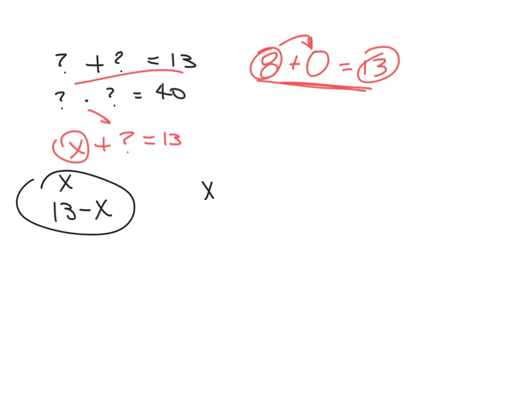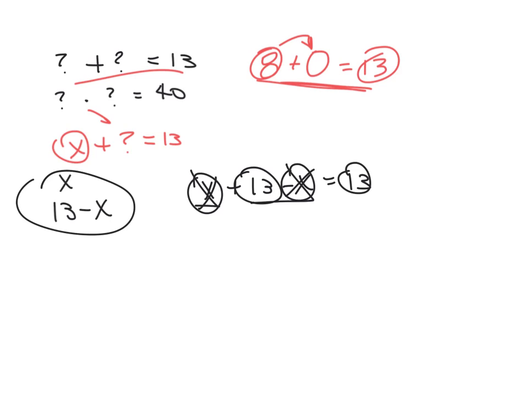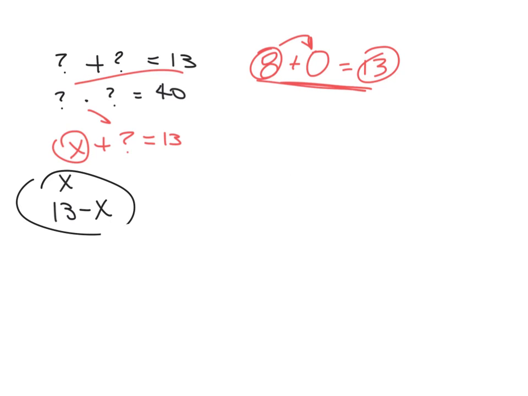x plus 13 minus x equals 13. There's my two numbers, there and there. And let's combine them. Well, x minus x is 0, and 13 equals 13. Yep, that works. So when we add those numbers together, do we get 13? Yep.